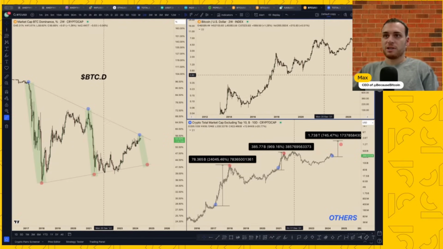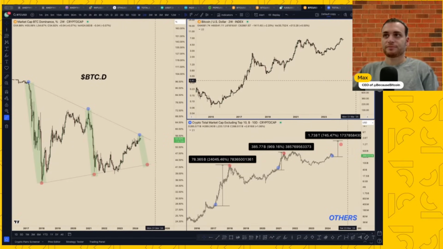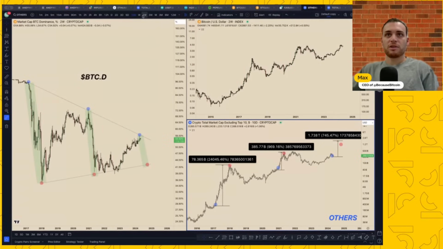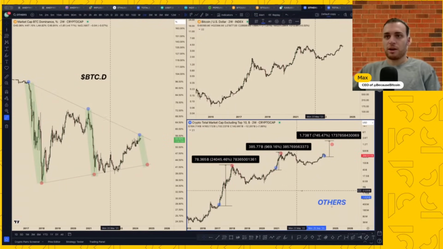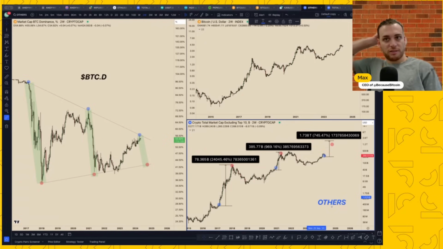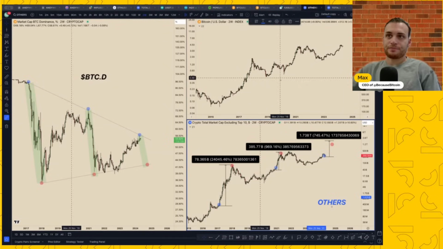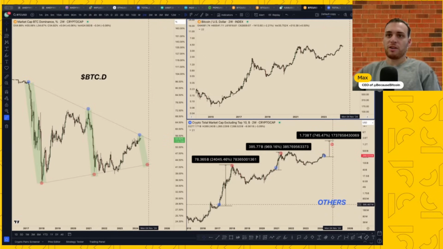Let me just adjust these time frames. It's a lot to fit on here. Okay, and then I'll put this on 2 week as well. So what we're looking at right here is others, which is basically your altcoin index. It's all of crypto minus the top 10 names by market cap. So minus Bitcoin, ETH, Sol, BNB, and even Tether. And then up top here we have Bitcoin.